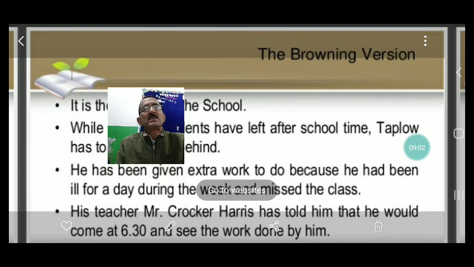He was so sick that he could hardly complete the lesson that he was asked to do. So he is worried. He wants that his marks should not be curtailed. He is very sincere. His teacher, Mr. Crocker Harris, has told him that he would come at 6:30 and see the work done by him. So he wanted to wait there and submit the work so that his teacher could analyze it. Otherwise, it would be a problem for him. So he waits there.